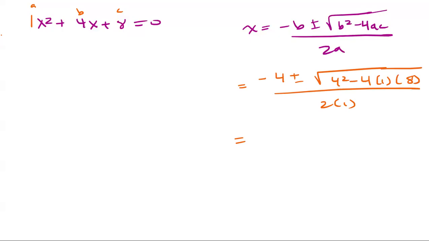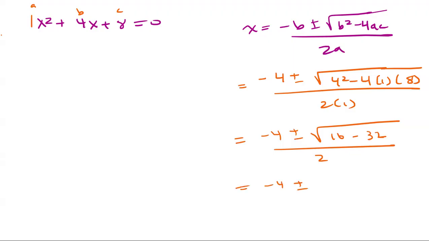Okay, so let's look at the inside here. We got negative 4 plus or minus, and the inside we get 16, right? So 4 squared is 16, and then 4 times 1 times 8 is going to give us 32. So that's going to be negative 32, all over 2. Again, normally 16 minus 32 would be negative 16, and we would stop because we couldn't take the square root of a negative number. But again, we're working in the complex world, so we can continue. So in this case, we get negative 4 plus or minus the square root of negative 16, divided by 2.